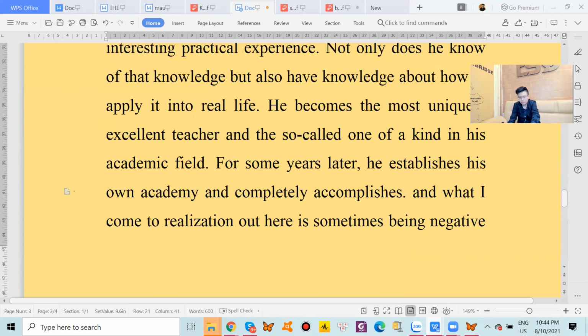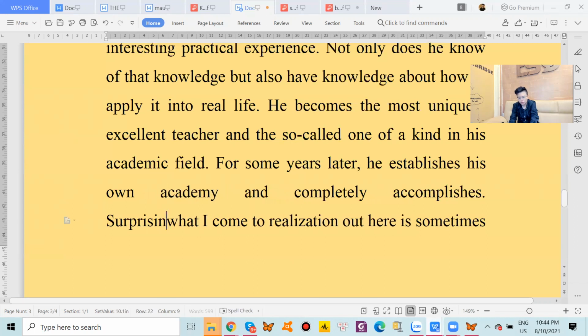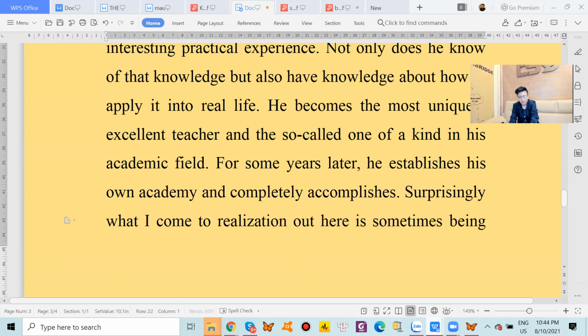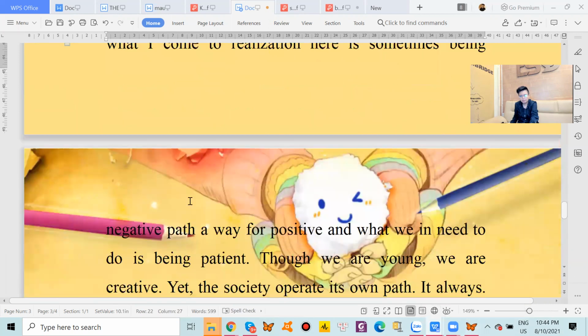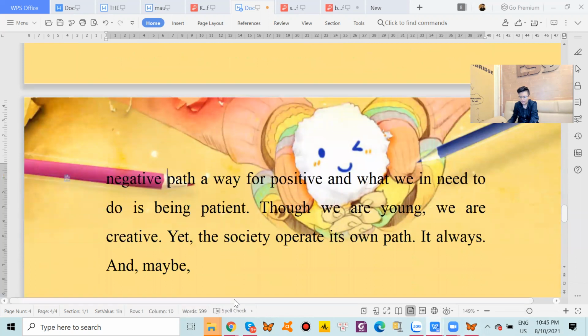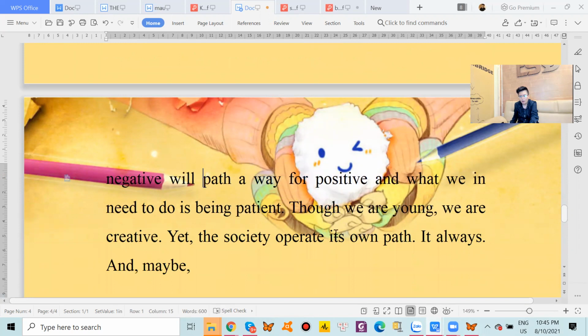And we can say that surprisingly, surprisingly. To raise your question, you need to use this word. Surprisingly, what I come to realization here. Don't say "out" whenever you want to put a second word, just like Vietnamese. Never ever put that kind of Vietnamese word into English. Use your feelings to eliminate the wrong word. So what I come to realization here is sometimes being negative will pave the way for positives.